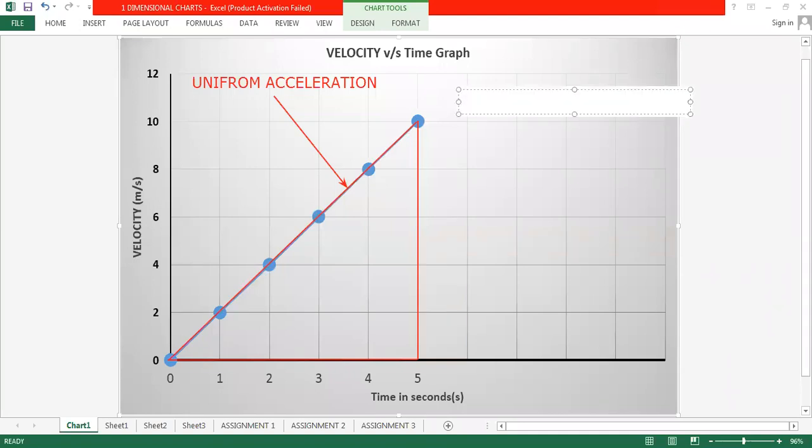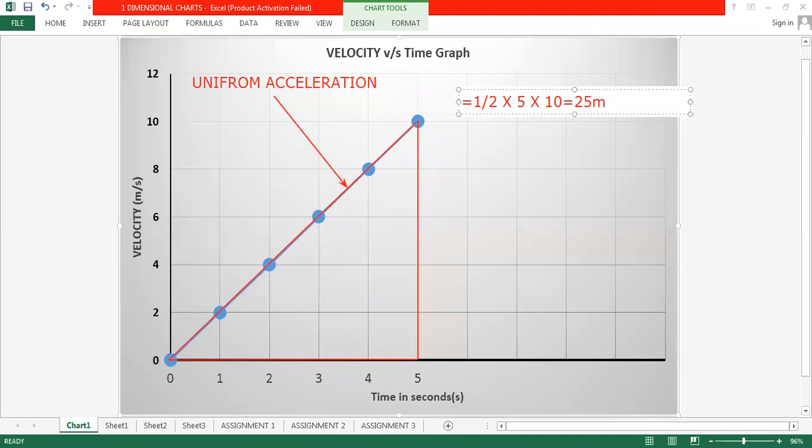It's a triangle. What's the formula of a triangle? The formula for a triangle is half into base into height. How much is the base? The base is 5. How much is the height? The height is 10. So what will be the answer? 2 ones are 2, 2 fives are 10, 5 fives are 25. So the distance covered by this object is 25 meters.